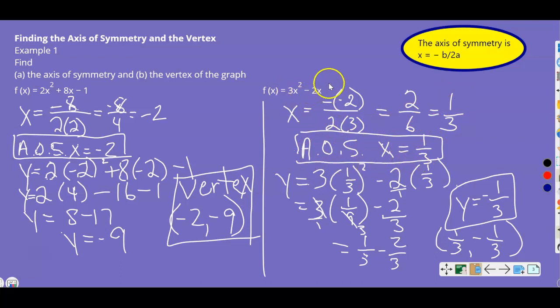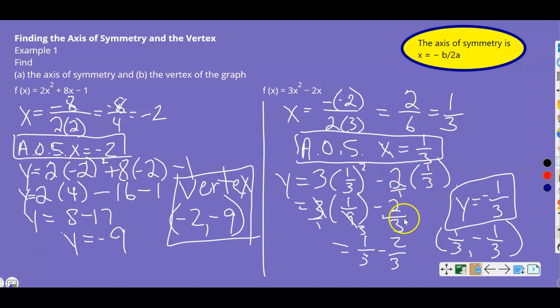Then I'm going to take this original equation and plug in 1/3 for both of my x's. So 3 times 1/3 squared minus 2 times 1/3. I have to square my number first. So 1/3 squared is 1/9 minus 2 is the same as 2 over 1. So that just becomes negative 2 times 1 over 1 times 3.